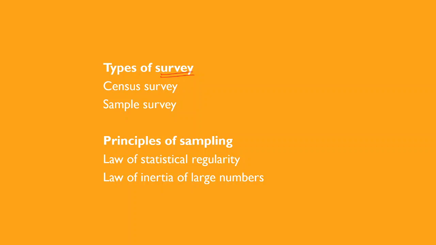And there are two types of survey. One is census survey and second one is sample survey. And what do you mean by census survey? We might have heard about this term, census, right? So census survey means the collection of data from all the units of the population. That means in a population, all the units are being studied.